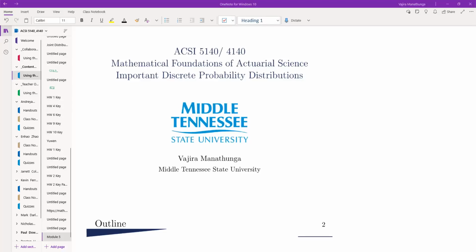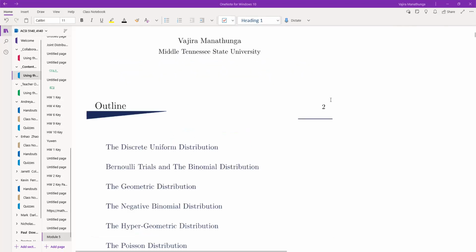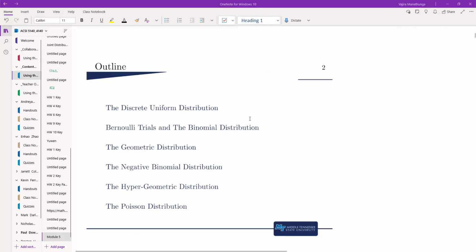Hello everyone. Today we are going to discuss special discrete distributions. So in this lecture, we are going to talk about the uniform distribution, a discrete version. Usually you will see a uniform distribution under a continuous setting, but for this discussion, we are going to talk about the discrete uniform distribution.